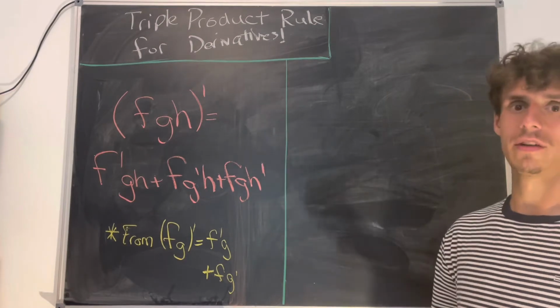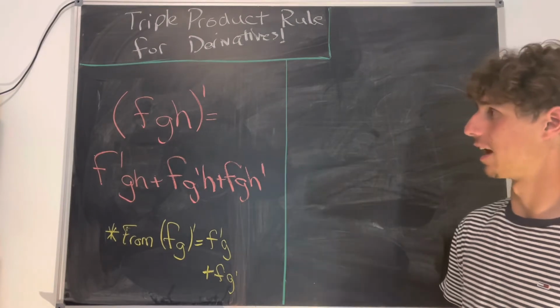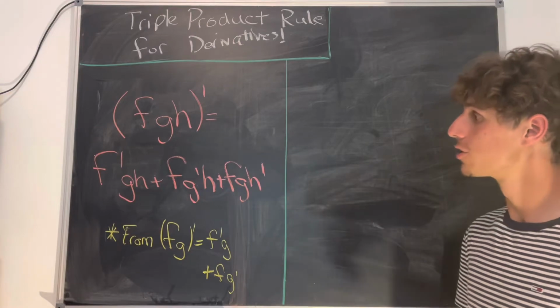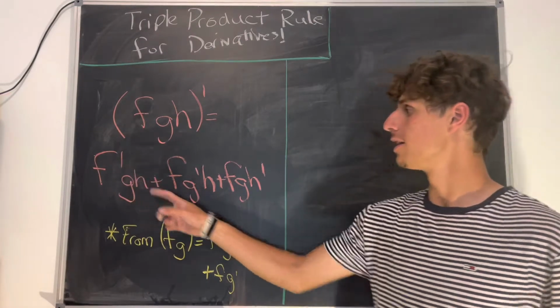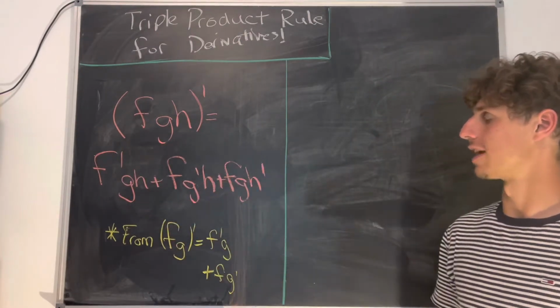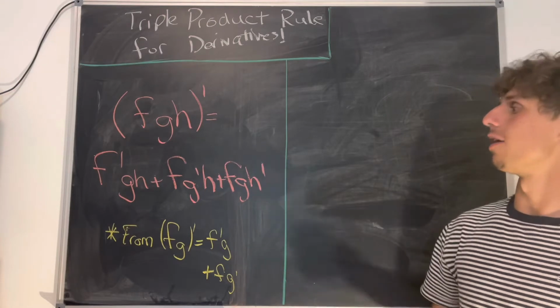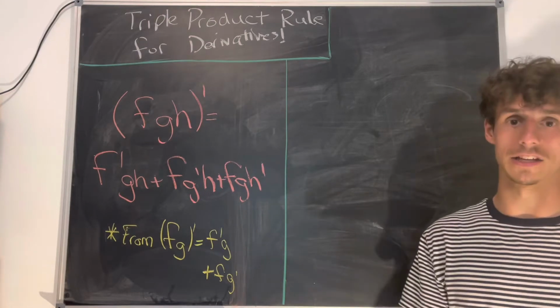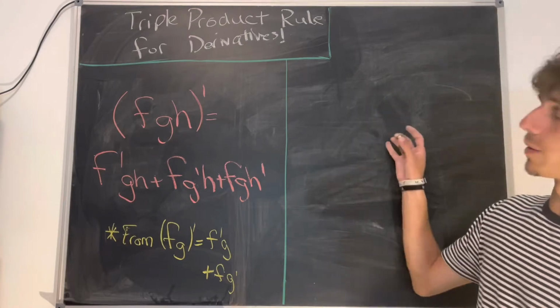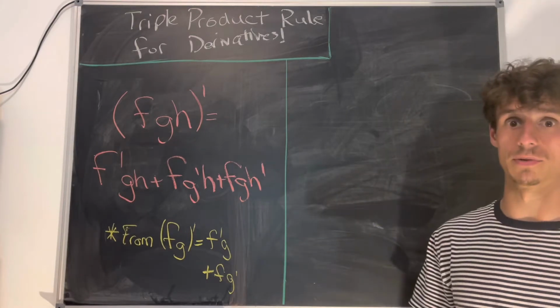It says that the derivative of three functions multiplied together, we'll call them f, g, and h, is equal to f prime times gh plus f times g prime times h plus f times g times h prime. So I'll go ahead and prove it over here, and then we'll do a couple of examples.